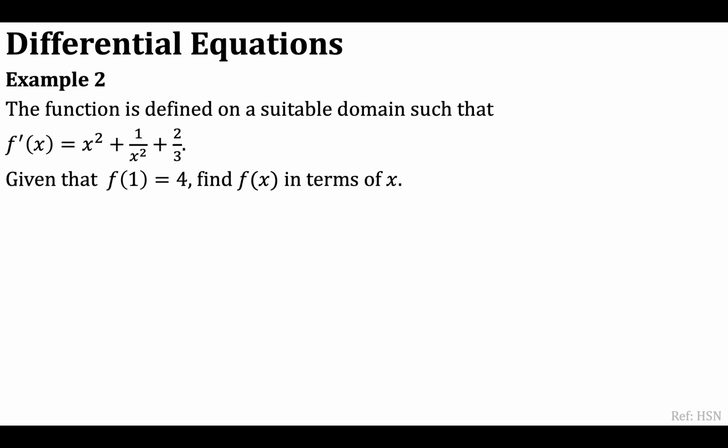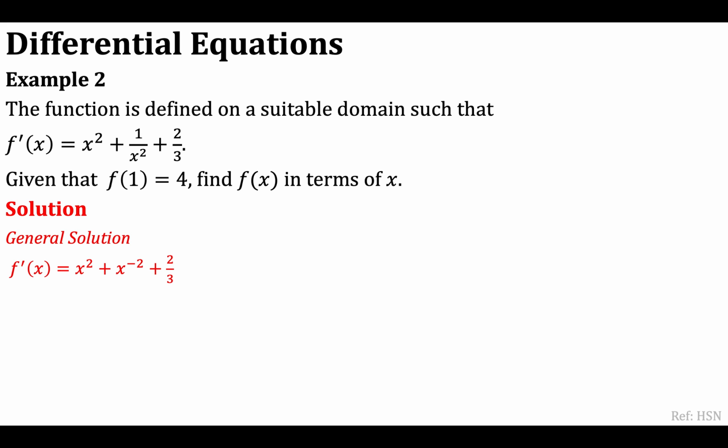Okay, welcome back folks. In example 2, we're told that the function is defined on a suitable domain such that f dashed of x, that's the derivative, is equal to x squared plus 1 over x squared plus 2/3. Given that f of 1 is equal to 4, find f of x in terms of x. Again, we've been given the derivative, f dashed of x, and we've also been given information about the original function. That's key here. Generally, if you're given the derivative and then other information about the original function, it will mean that you're dealing with a differential equation, and that's how you would recognise one of these questions in the exam.